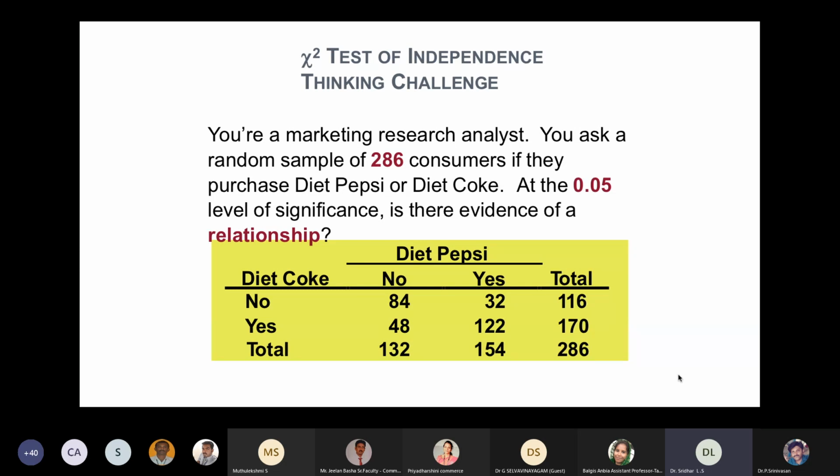Yeah, this is similar, like a Diet Coke. There's no one, it's just a yes. Diet Coke, Diet Pepsi. You've been taking that from 286 customers: which do you prefer, Diet Coke or Diet Pepsi? Yes or no? That is the context we have been using.